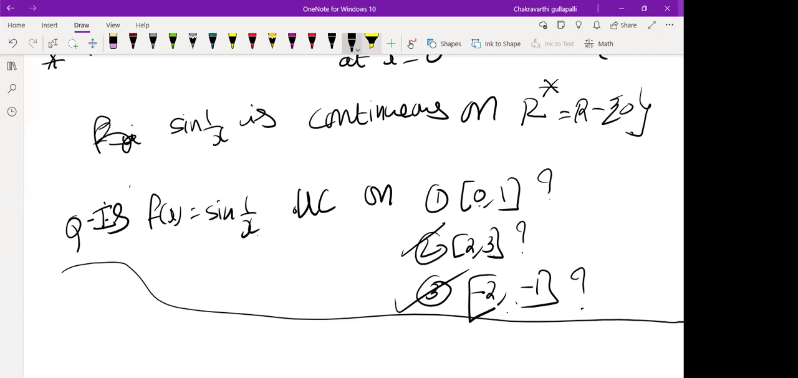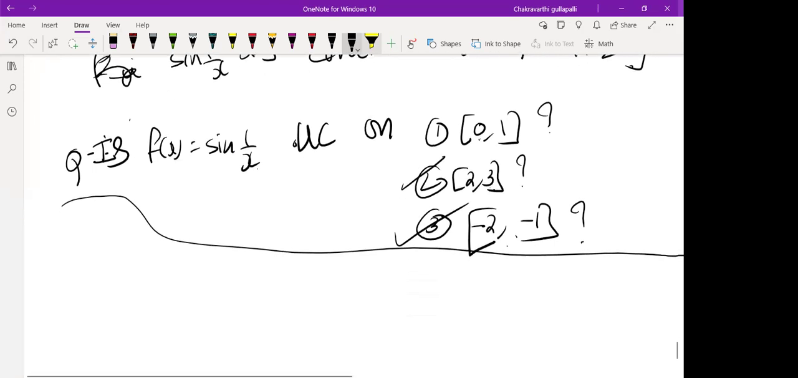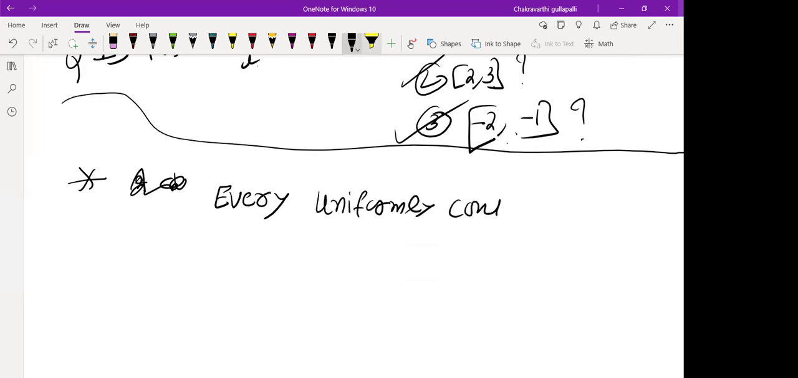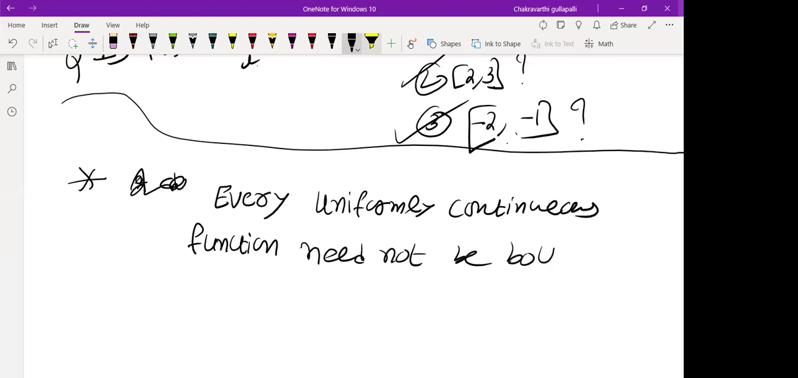You note down when you are preparing notes. That may be helpful for the theoretical question. Every uniformly continuous function need not be bounded. Every continuous function on a closed interval is bounded, but a uniformly continuous function need not be bounded. Need not be bounded means sometimes it may be bounded, sometimes it may not be bounded.